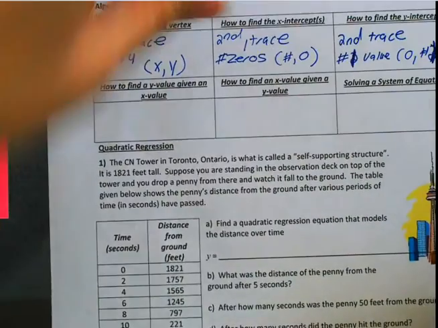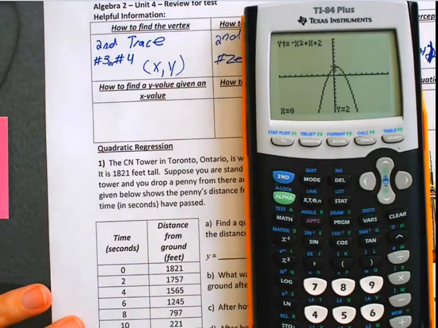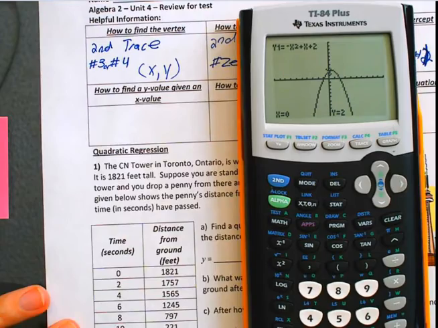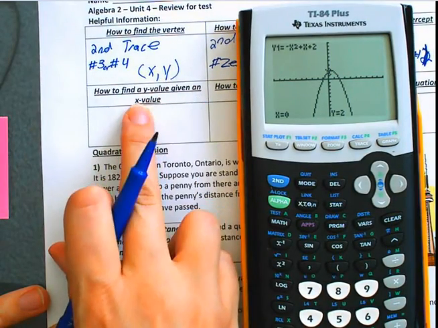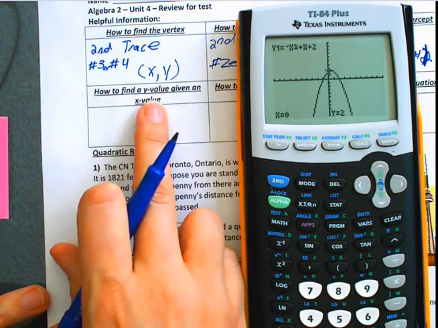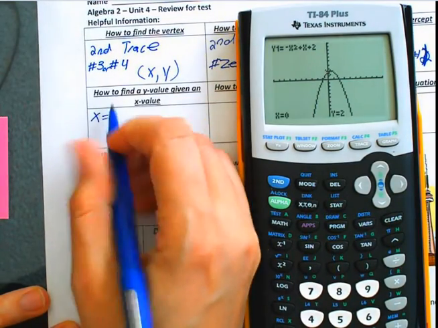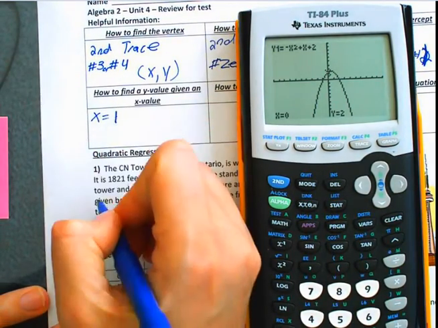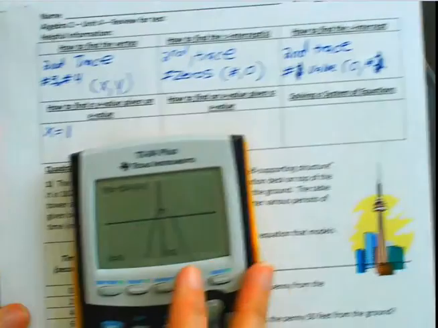Now remember, the quadratic questions are going to give you information, whether they give you the x information or the y information. So this one says, find a y value given an x value. Okay, so find a y given an x. Well, if they give you an x, say x equals 1, I'm just making this up, well, I know what x is, just like I did over here with the y-intercept.